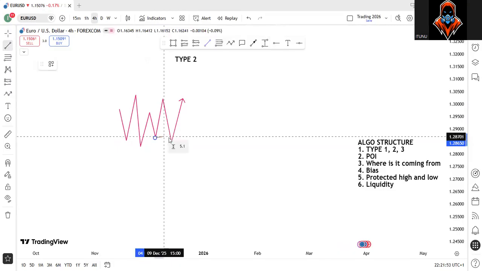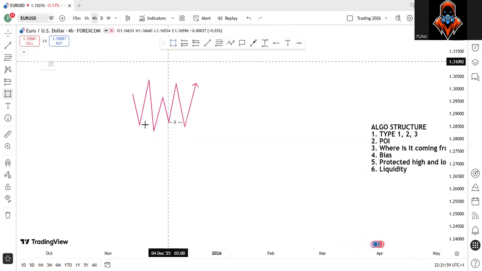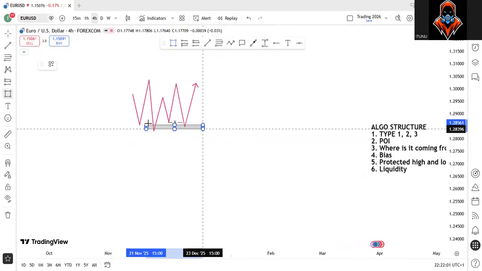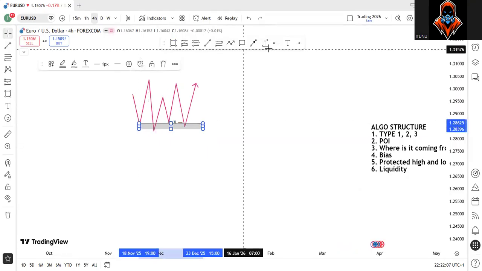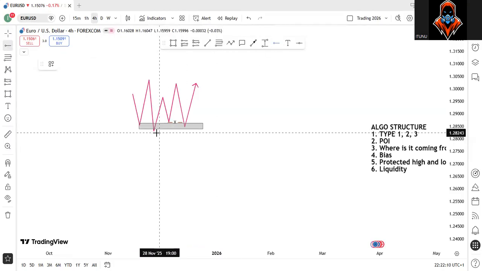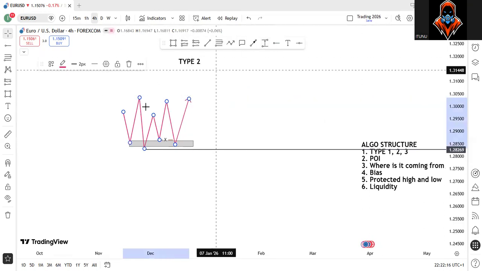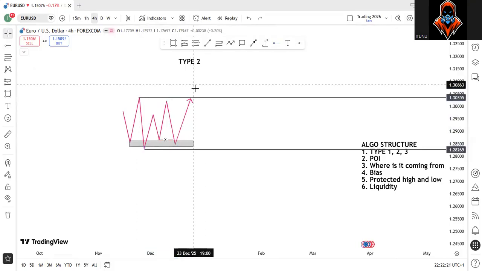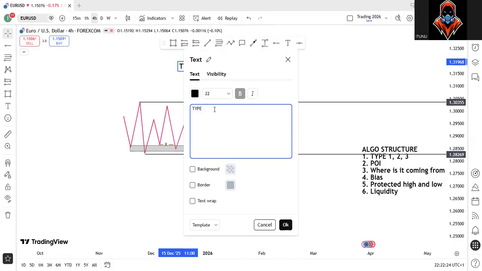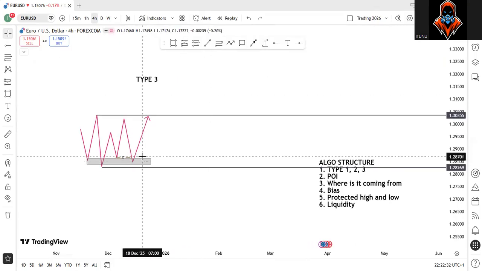This is going to be our liquidity, where we expect market to retrace to. Our order block would be here, then our protected low, then our overall target would be here. We expect market to take out this overall high. So this is our type 3 setup. For a bullish scenario, this is our type 3 setup.